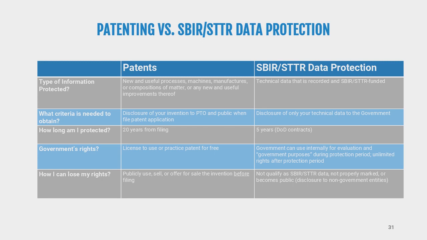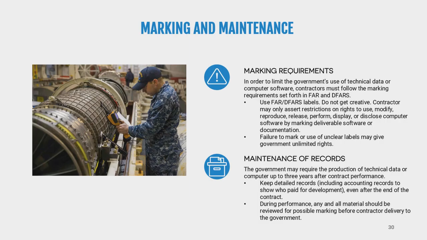Move forward. Next slide. Like I mentioned, there's 2 requirements in addition to those 3: marking and maintenance of records. These are things that are stressed by the FAR and DFAR, so make sure you have some sort of system in place to mark what is actually SBIR protected data. Okay. Moving on, I'll give you an example.